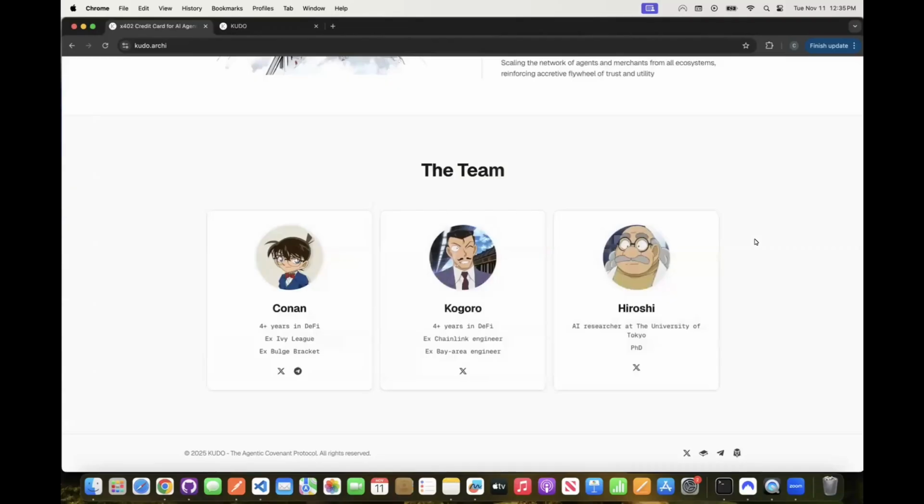Before I go into the demo, I just wanted to quickly introduce the team. I'm Kogoro. I've been in DeFi for 4 years. With me are Conan and Hiroshi, who've also been in the space for a while.